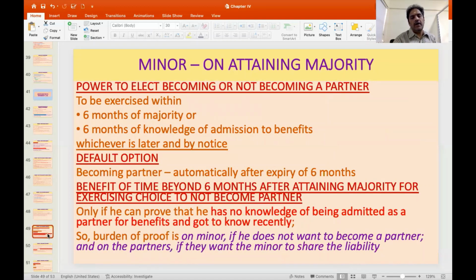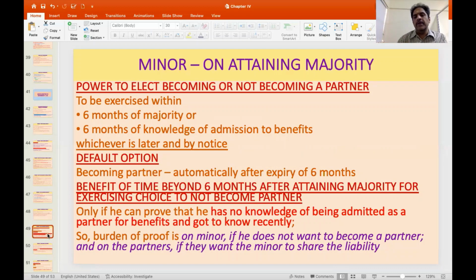So here, the power of the minor to elect becoming or not becoming a partner has to be exercised within a period of 6 months of attaining majority, or 6 months of knowledge of admission to benefits, whichever is later. And he has to elect by public notice. Again, section 72, you will have to see. What is the default option if he does not give his notice? He becomes a partner automatically after the expiry of 6 months. So the benefit of time beyond 6 months after attaining majority for exercising the choice to not become a partner is available only if he proves that he had no knowledge of being admitted to the benefits of the partnership and he got to know about it recently.